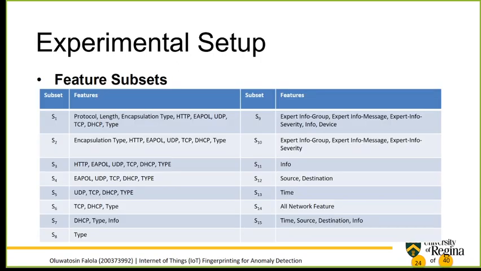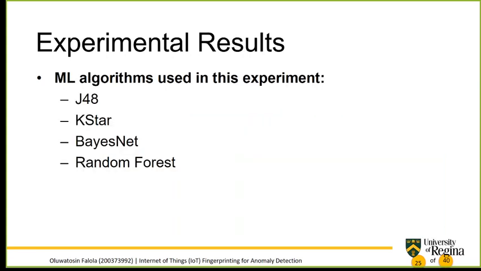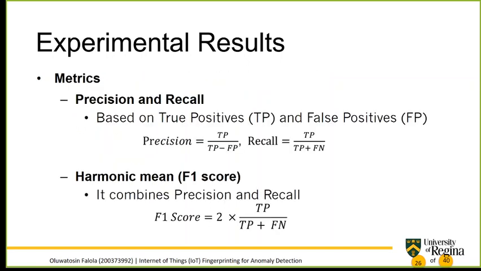And these are the feature subsets that I used for my training. I trained using the following algorithms: J48, K-star, Bayesian network, and random forest. I came about these algorithms through my research; I saw that a lot of people are using them, and that's why I also used them. And I found that they were really useful. My metrics were precision, recall, and the harmonic mean, or the F1 score.